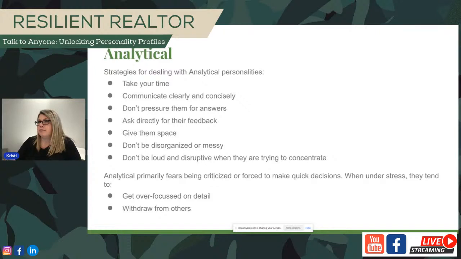Give them all the resources you have. Okay. Kelsey says, give them the resources in advance. Absolutely. Yep. So you cannot give them too much information. A net sheet's a great tool to use with an analytical. You cannot give them too much information.